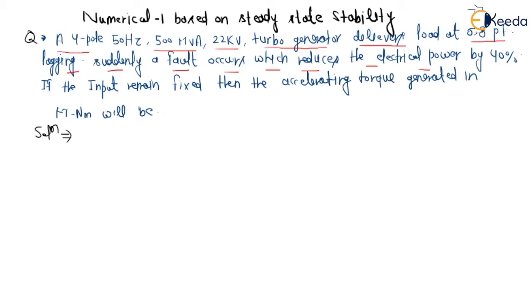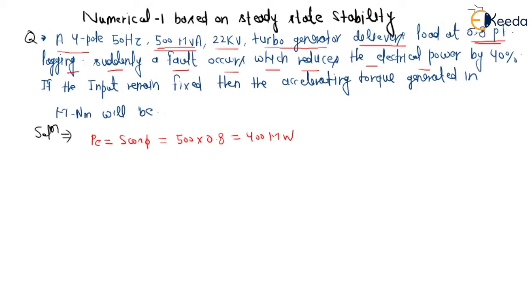So we need to find out what values have been given. Initially 500 MVA and it is delivering at 0.8 power factor. So if we want to calculate the value of PE, it will be equal to S cos phi. S is given as 500 into cos phi 0.8. So initially P value will be equal to 400 megawatt.